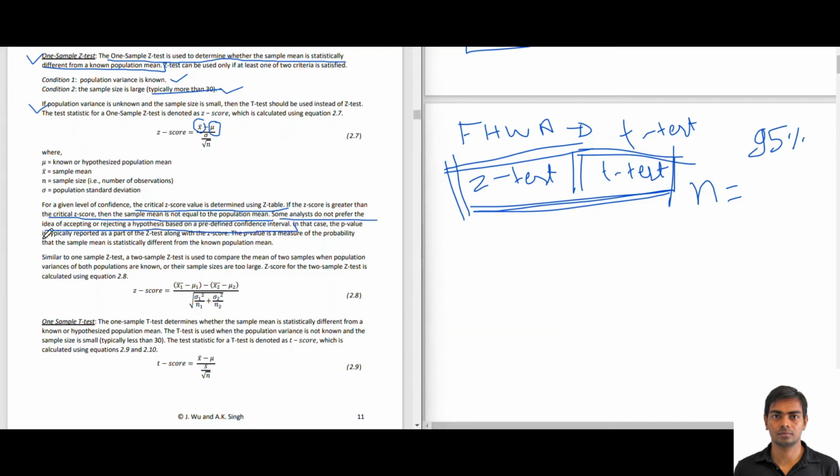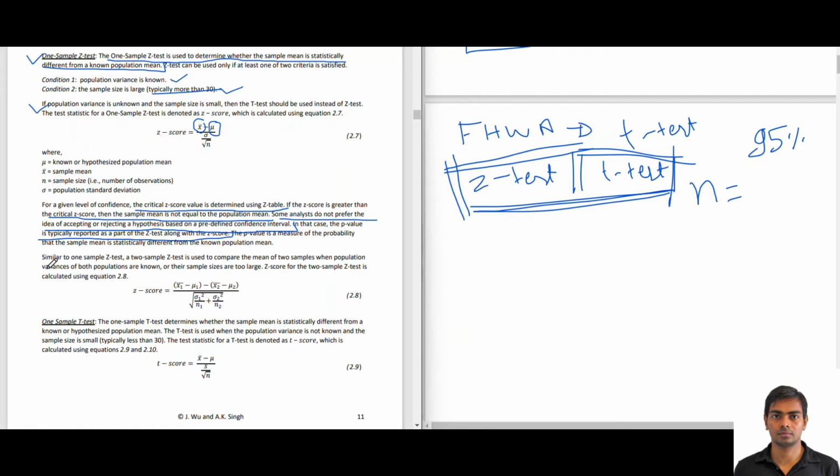In that case, the p-value is typically reported as a part of z-test along with z-score. P-value is a measure of probability that sample mean is statistically different from the known population mean. The smaller the p-value, the more important the variable is.